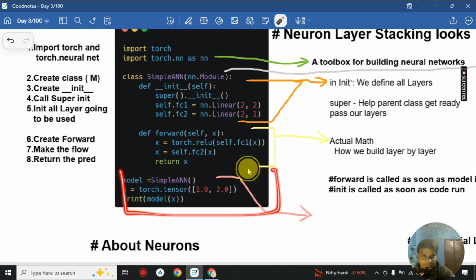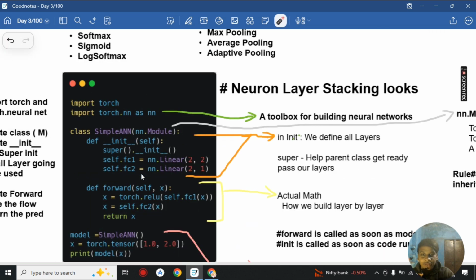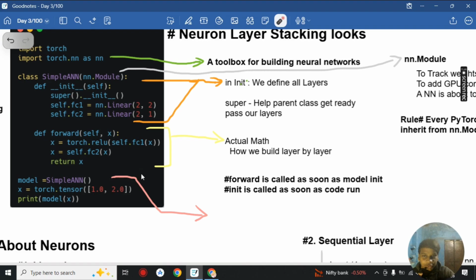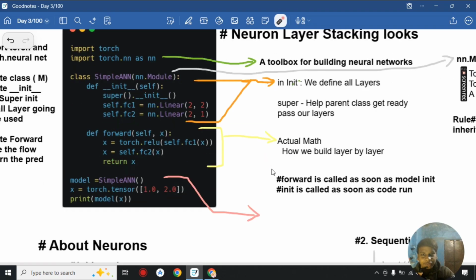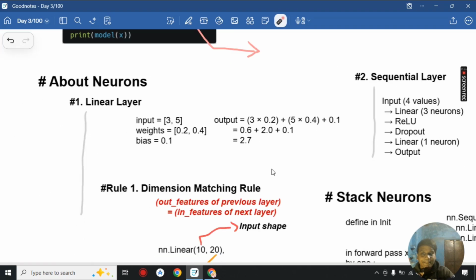This one is not that important for now, as we will be seeing this on day 5. For now in this video we are going to learn how to stack the layers together. Now let's talk about the neurons here. First is the linear layer.